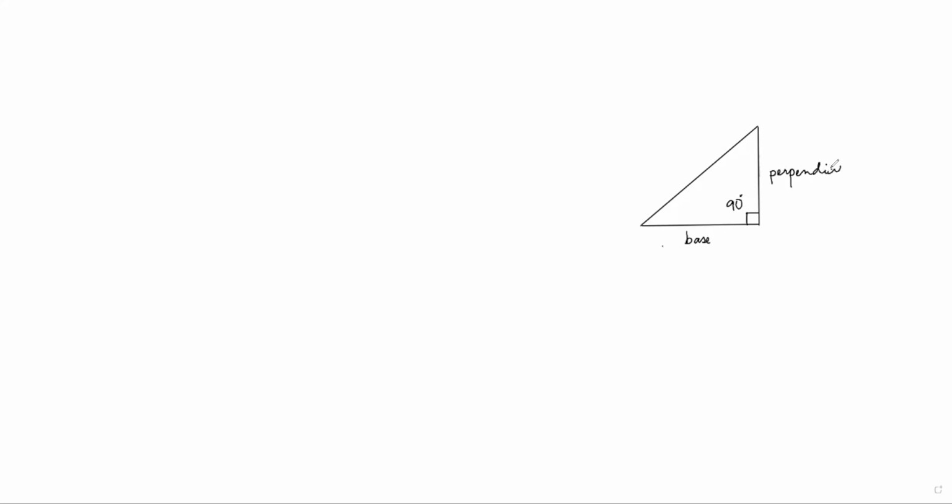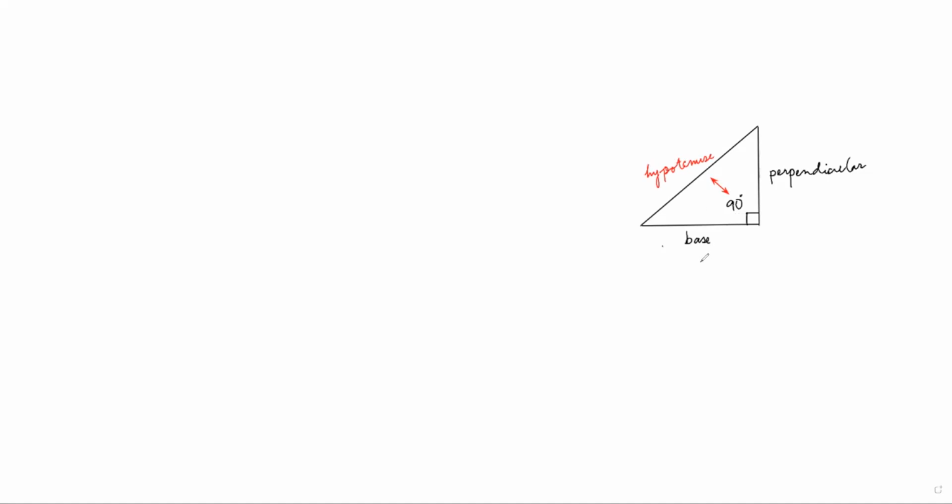and the side opposite to this 90 degree angle is called the hypotenuse. So this triangle has three types of sides: base, perpendicular, and hypotenuse. So that will be simple a bit.